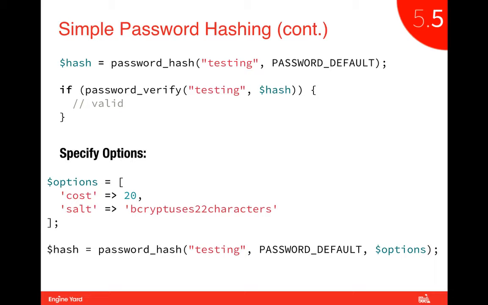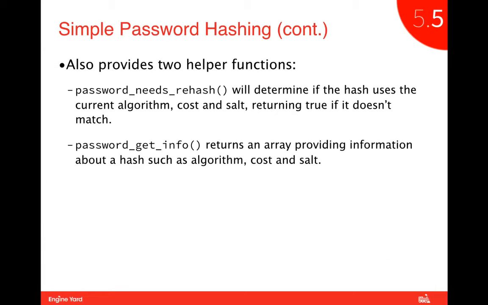As I said, we can specify the options. So we create an array with cost and the salt. I love this. Bcrypt uses a salt that is 22 characters. And you just pass that in as a third option to password_hash. It also provides two helper functions.